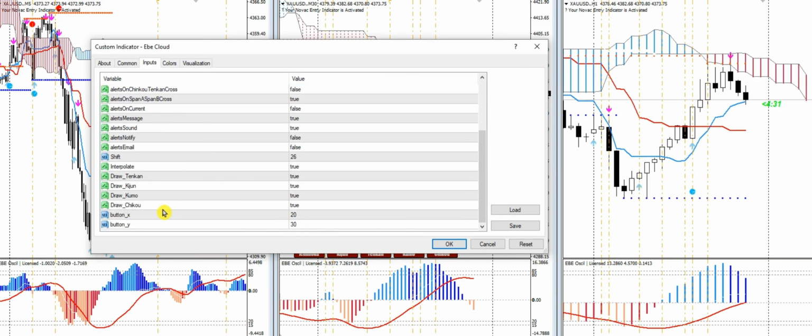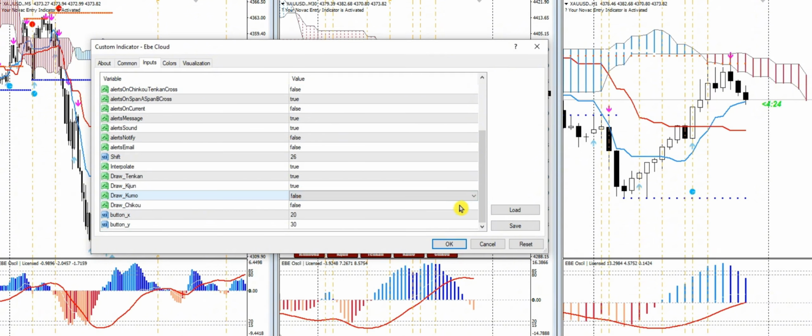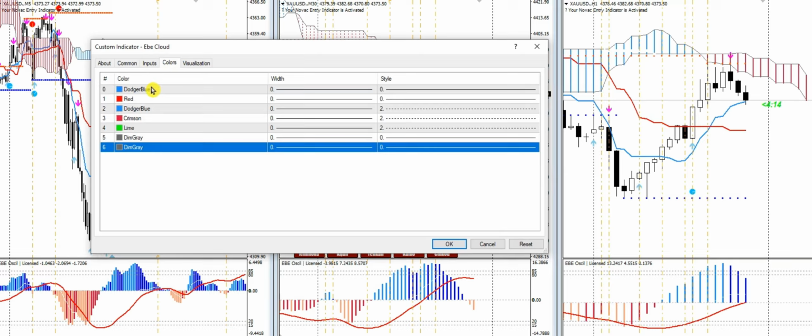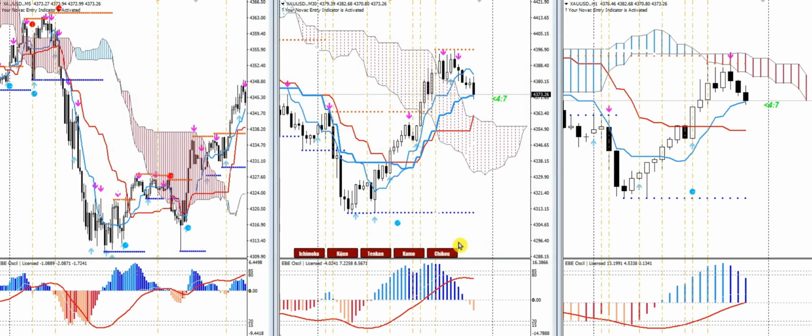Chikou span we do not want to see, so you put it false. Kumo cloud also you don't want to see, false. Kijun also you don't want to see, you put false. You only want to see the blue line, the Tenkan line. Then you go to color. This is the blue line, so we make it thicker, let's say number 3. Then put okay. So you see over here, this is the H1, the thick blue line.